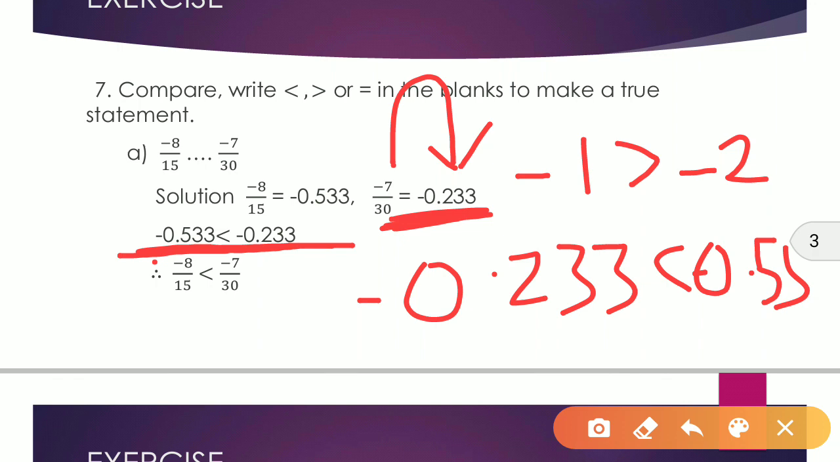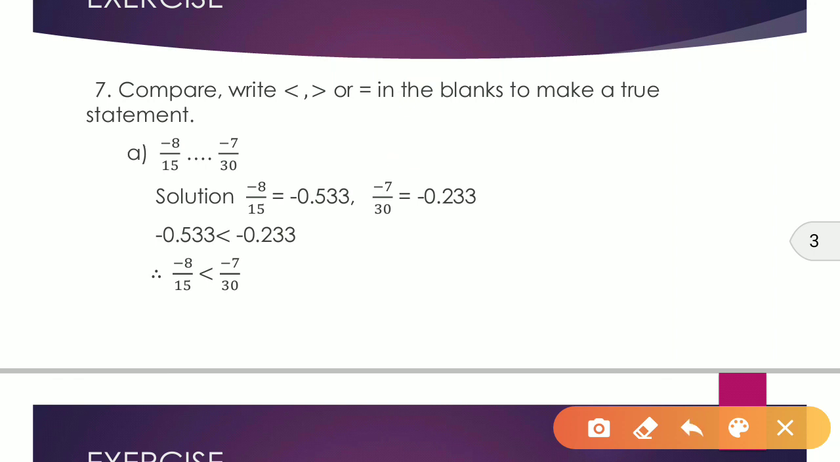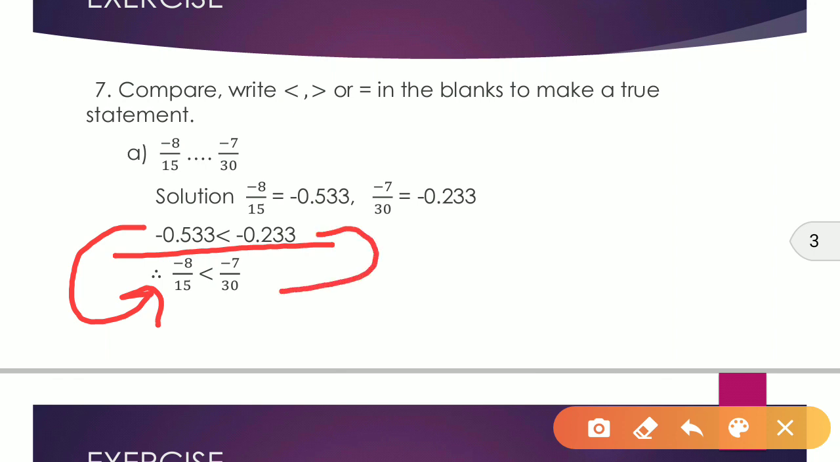Why? Because both are having negative sign, and with the negative sign the digit whose value is smaller will be greater. So what is the rational number of 0.533? Its rational number is minus 8 by 15. And what is the rational number of 0.233? The rational number is minus 7 by 30. Therefore we can say minus 8 by 15 is less than minus 7 by 30.